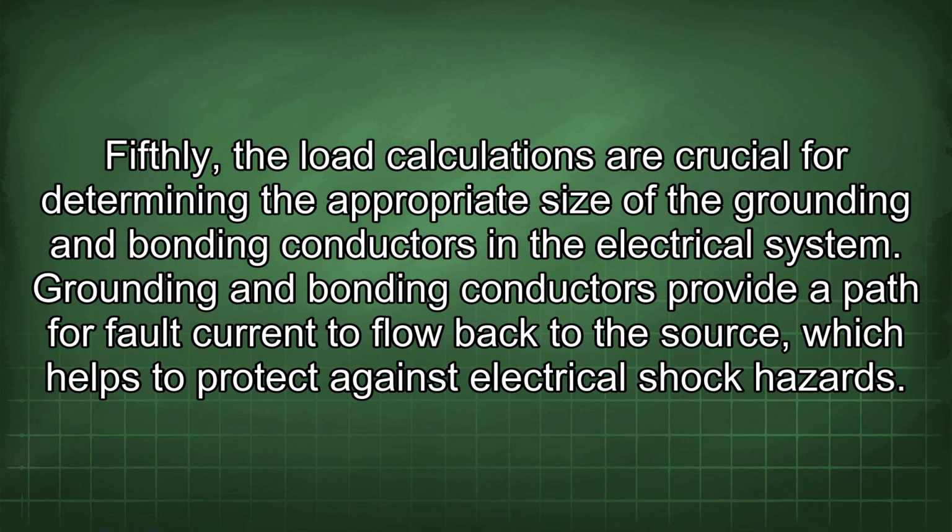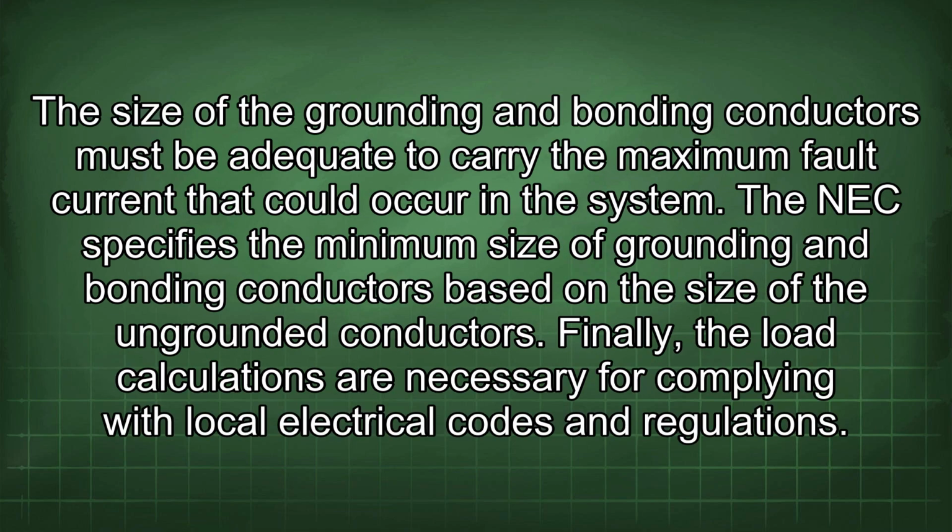Fifthly, the load calculations are crucial for determining the appropriate size of the grounding and bonding conductors in the electrical system. Grounding and bonding conductors provide a path for fault current to flow back to the source, which helps to protect against electrical shock hazards. The size of the grounding and bonding conductors must be adequate to carry the maximum fault current that could occur in the system. The NEC specifies the minimum size of grounding and bonding conductors based on the size of the ungrounded conductors.